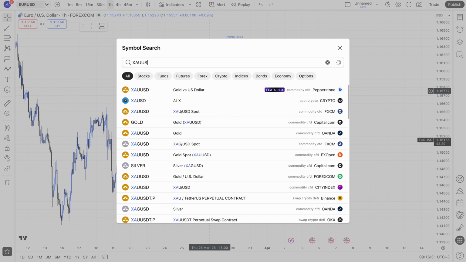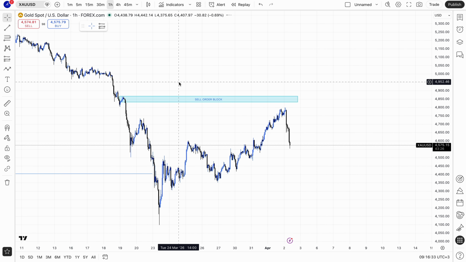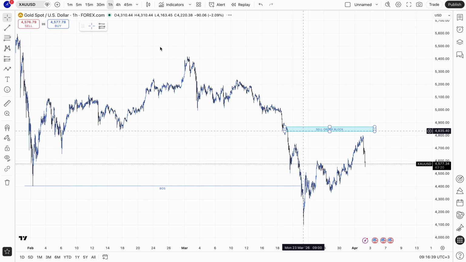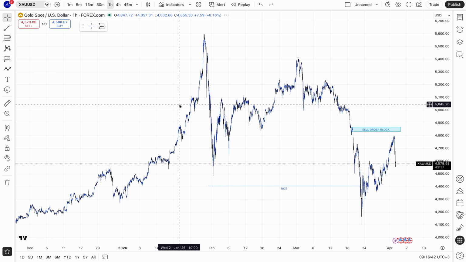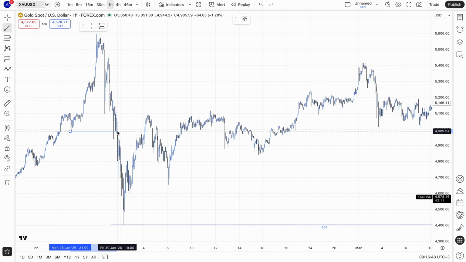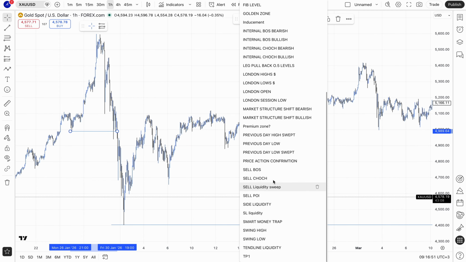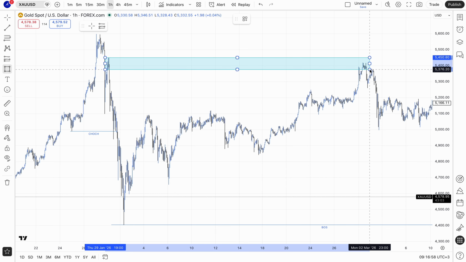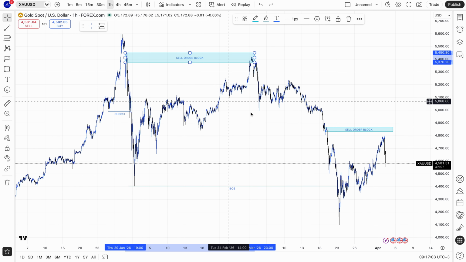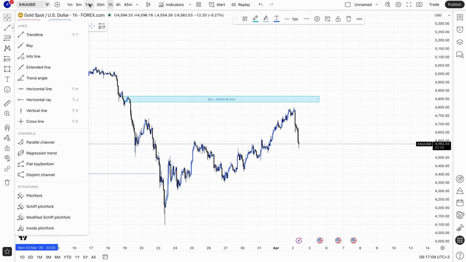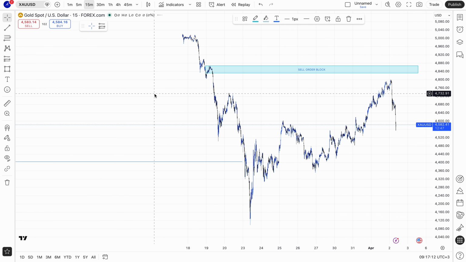Then you have gold. The price needs to reach our swing high to tap into this sell order block after having this change of character to the downside. Then the price tapped into this sell point of interest, then melted to the downside and didn't come. So you're going to be more patient. I'm not going to rush into this, although we can move to 15 minutes.